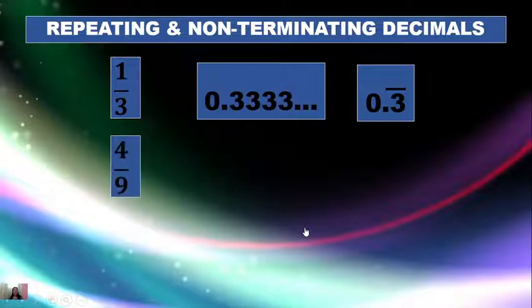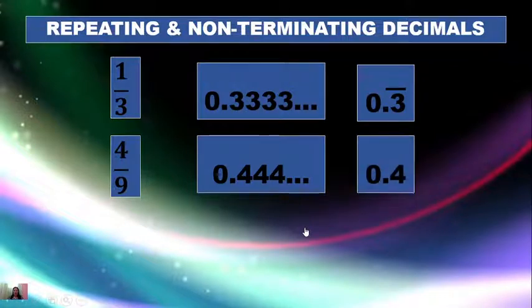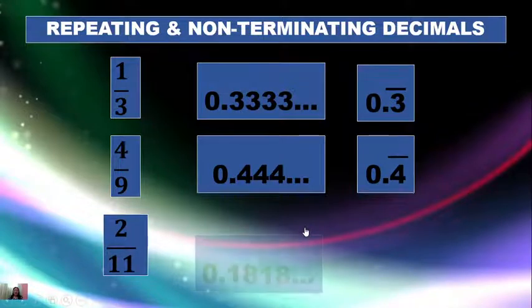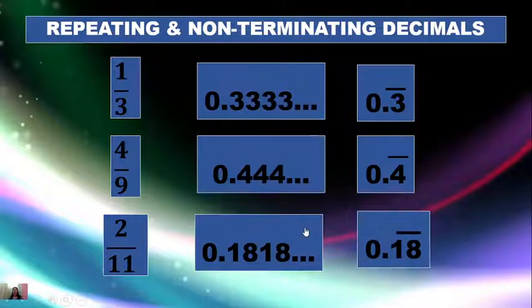Another one is 4 over 9. What is the decimal form of 4 over 9? We have 0.4444 and so on. To make it short, you write 0.4, but do not forget to put a vinculum. Another one is 2 over 11. That is in the decimal form of 0.1818. There are two repeating numbers, 1 and 8. To make it short, you can have 0.18 with a vinculum above 1 and 8.